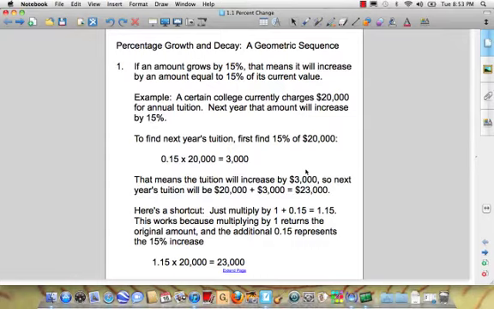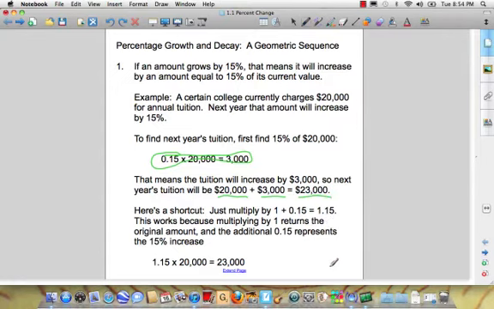So here's an example. Suppose a certain college is currently charging $20,000 a year in tuition, and that amount is expected to increase by 15%. To find next year's tuition, the first thing you do is find 15% of 20,000, which I've done right here. So I get 3,000. So that means the tuition is going to go up by 3,000. So I take what it is now, I add the 3,000, and I get the new tuition, 23,000.